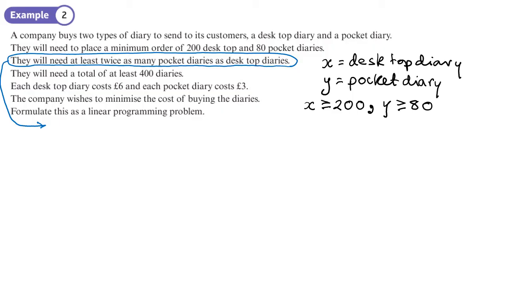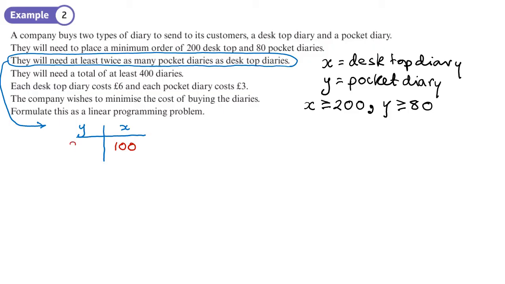So the first thing I'm going to do is to write down the letters that I've got, the variables that I've got for the pocket diaries and the desktop diaries, and I'll write them in the same order as they're written in the question. So pocket diaries is y, desktop diaries is x. And I know that this number here needs to be at least twice as big as this number. Okay, so let's just put some numbers in. So let's say that this number here was 100, because it's probably easier to put in the x.